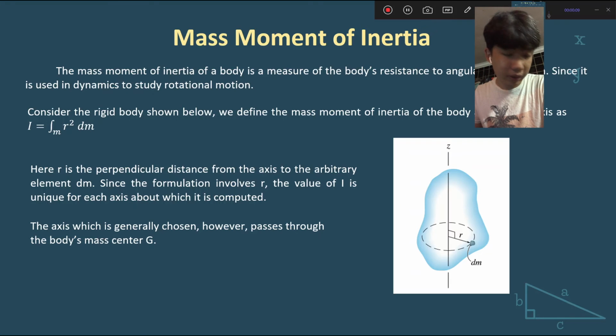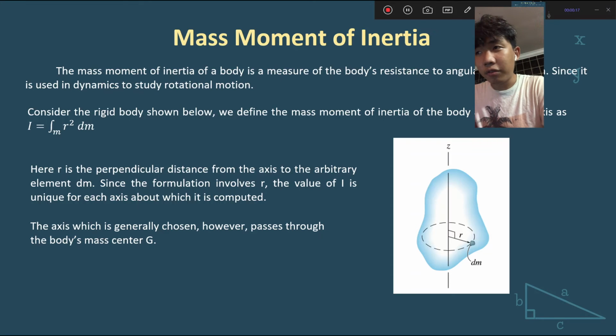Moving on to our next point, which is the mass moment of inertia. The mass moment of inertia of a body is a measure of the body's resistance to angular acceleration, since it is used in dynamics to study rotational motion. Consider the rigid body shown below, where we define the mass moment of inertia of the body about the z-axis as I equals the integral over m of r squared dm. Here, r is the perpendicular distance from the axis to the arbitrary element dm.